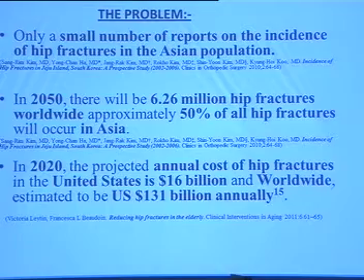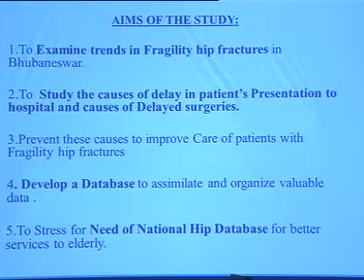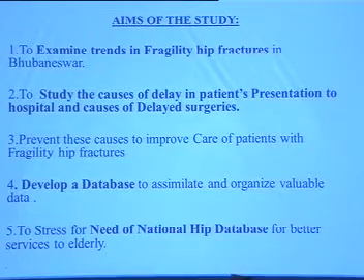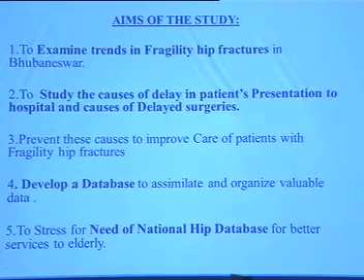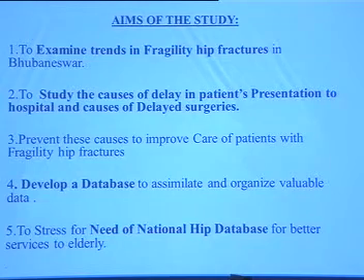In 2050, there will be 6.26 million hip fractures worldwide, out of which 50% will occur in Asia. In 2020, the annual cost of hip fractures in the US is $16 billion and worldwide $131 billion. The aims of our study were to examine trends in fragility hip fractures in Bhubaneswar, to study the causes of delay in patients' presentation to hospital and causes of delayed surgeries, to prevent these causes, to improve care of patients with fragility fractures, to develop a database to assimilate and organize valuable data, and to stress the need for a national hip database for better services to the elderly.